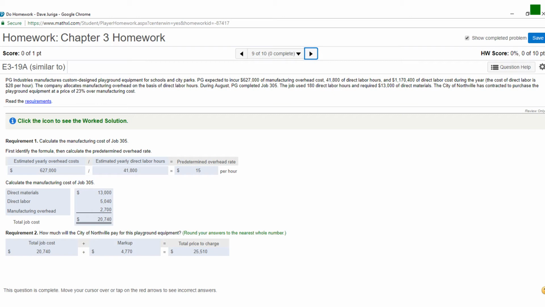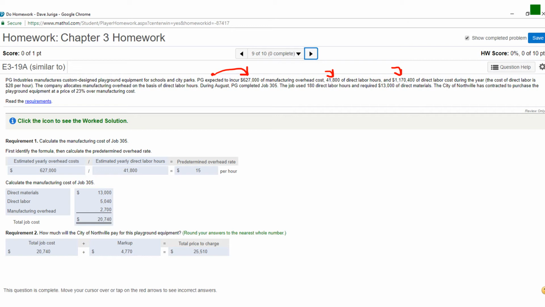All right, so on this Chapter 3 homework problem, you're going to get the overhead rate, and then you're also going to calculate the cost of a job. So you've got PG Industries, which makes custom designed playground equipment, and it says they expected to incur $627,000 of manufacturing overhead costs. So there's your estimate. The 41,800 direct labor hours is an estimate, and the $1,170,400 of direct labor cost is also an estimate. All right, so these are all your estimates.